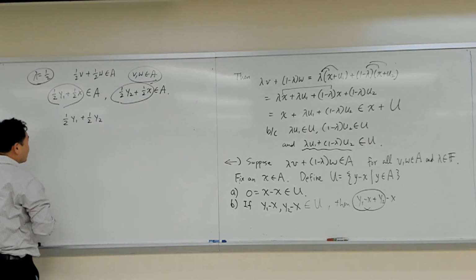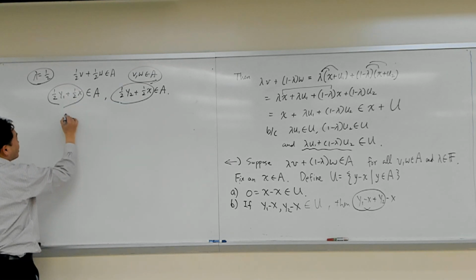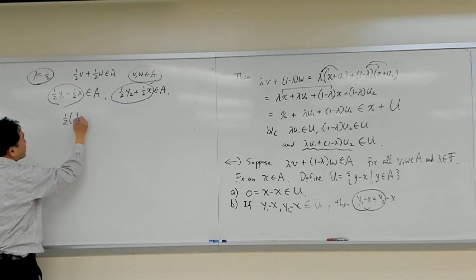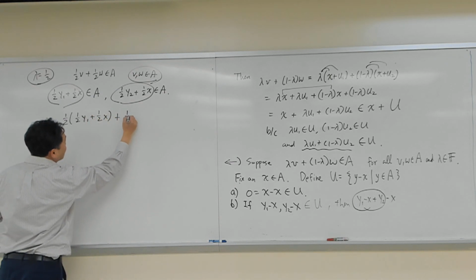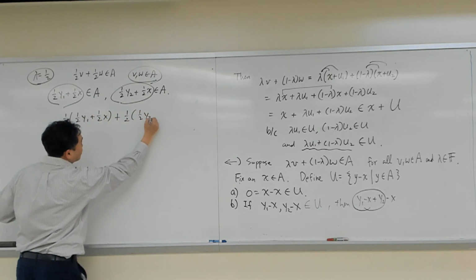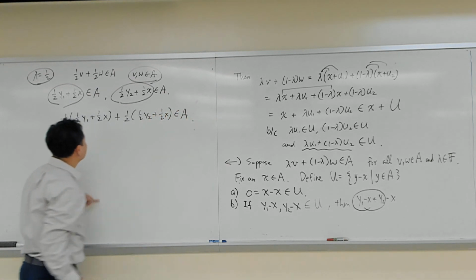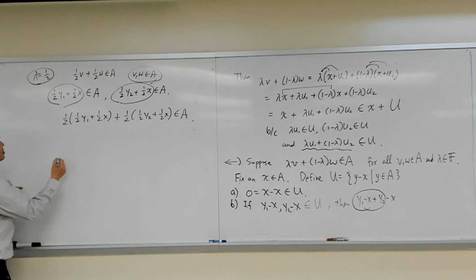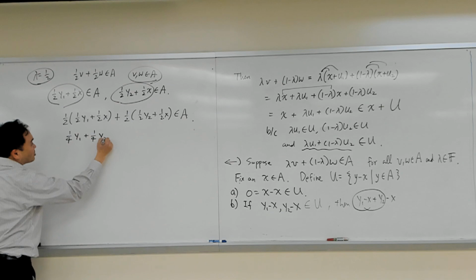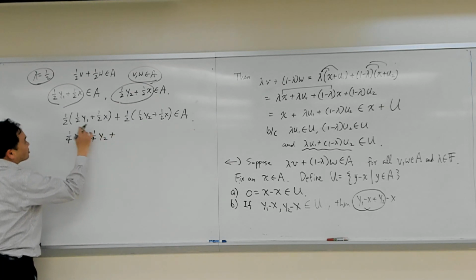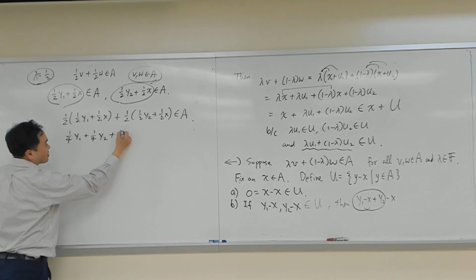Sorry. I should be taking half of this plus half of that, right? So I have 1/2 of 1/2 y1 plus 1/2 x plus 1/2 of 1/2 y2 plus 1/2 x in A, right? Which is 1/4 y1 plus 1/4 y2 plus, what is it? 1/4 x plus 1/4 x, so it's 2/4 x.